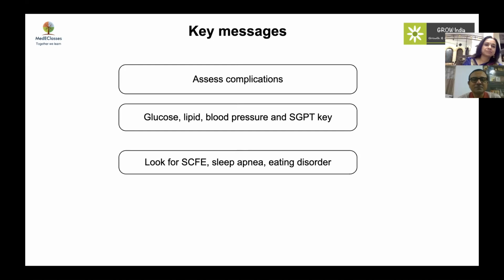Do assess for a short child, or short stature with developmental delay. Think of a syndromic cause. If there is hyperphagia, think of a genetic cause in that regard.